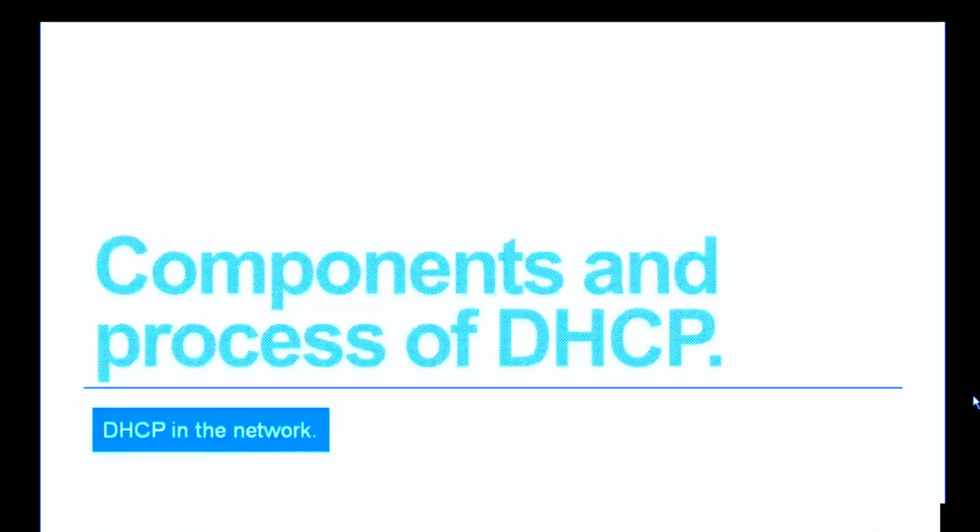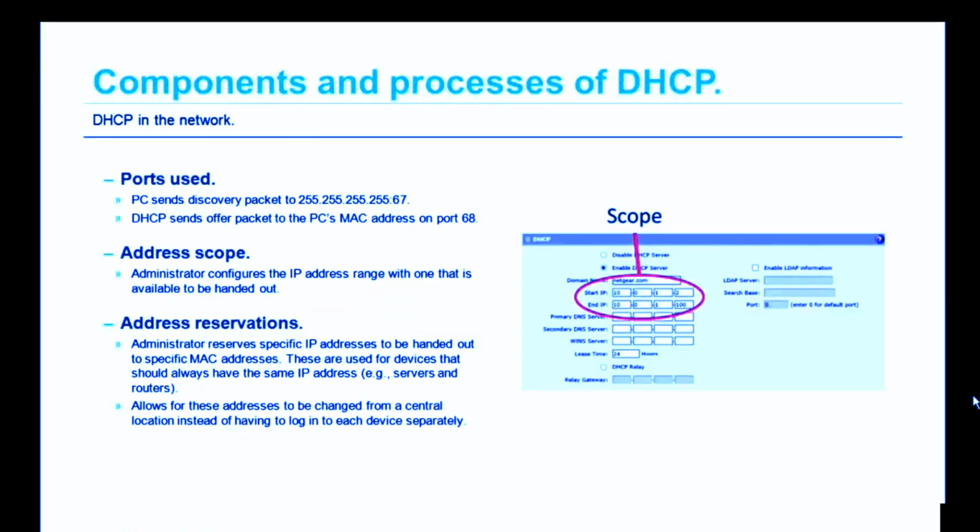Now let's talk about components and the process of DHCP. We're going to begin by talking about the ports used. Now, I already mentioned this once, but I'm going to mention it again because you need to know this. The PC sends its discovery packet out on the broadcast address 255.255.255.255 on port 67. That's UDP port 67. When the DHCP server responds, it responds to the PC's MAC address, Media Access Control address, on UDP port 68. That's important to remember. The PC uses UDP port 67. The DHCP server responds on UDP port 68.